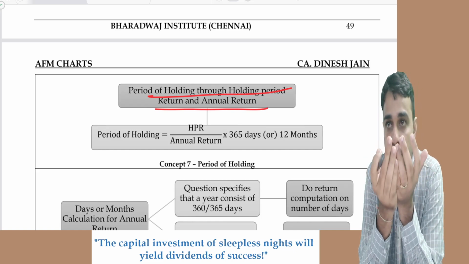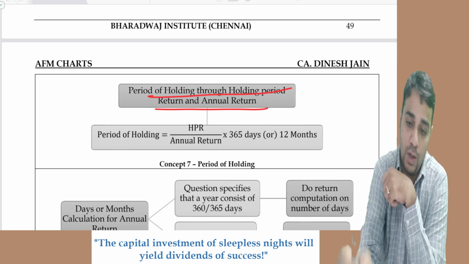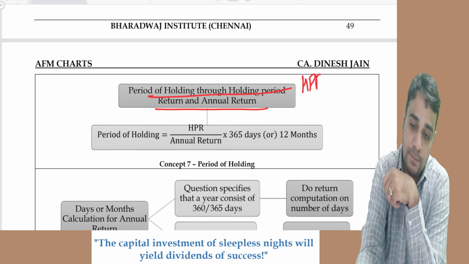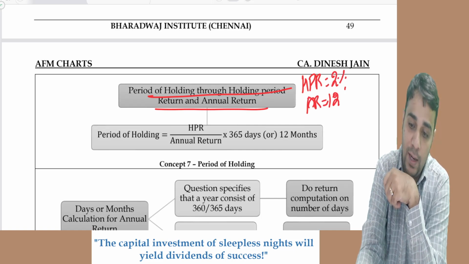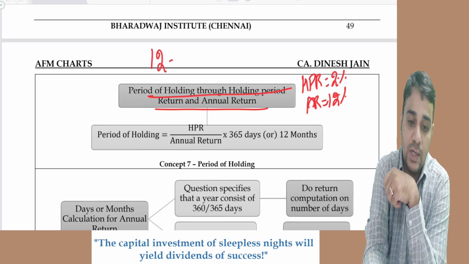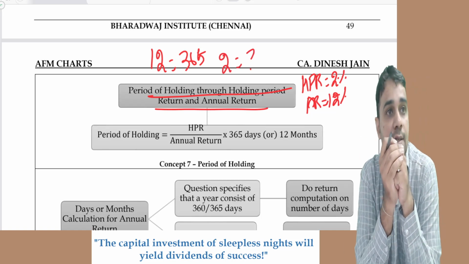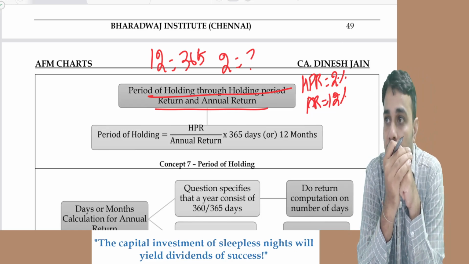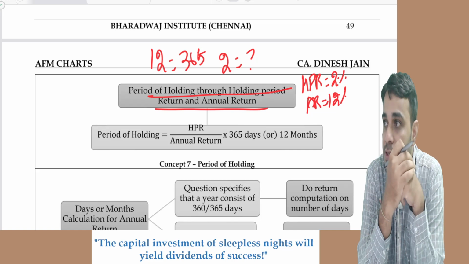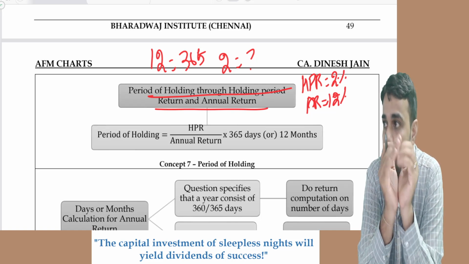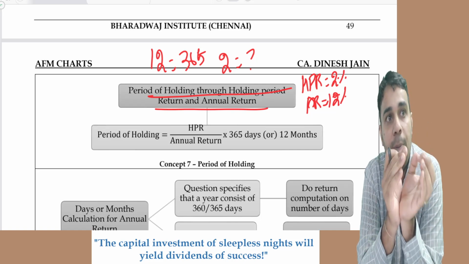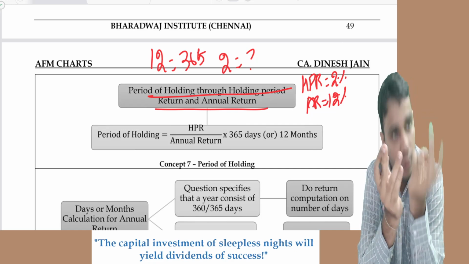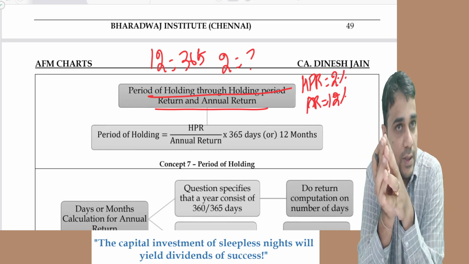Do I need to remember the formula? No, I don't even remember any formula. What is the logic? HPR is 2%. Annual return is 12%. Logic is 12 is equal to 365. 2 is equal to question mark. 12 is equal to 365 days. 2 is equal to question mark number of days. That is what we are trying to do here. 12 percentage is 12 months. 2 percentage is 2 months.